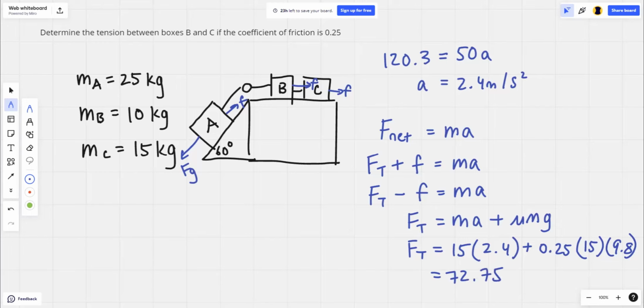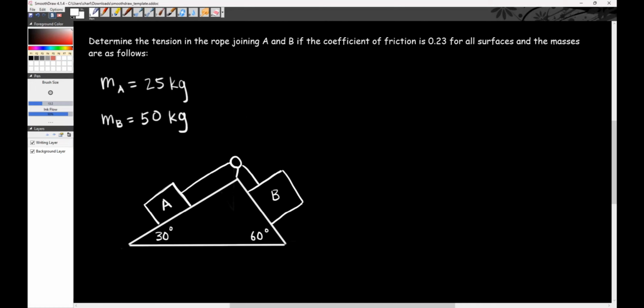...0.75, and to round it to the correct number of sig figs, well, how many sig figs does 0.25 have? Well, 0 is not counted, but everything after the decimal place is, and there's 2 digits after the decimal place, so we're going to keep 2 sig figs. So the answer is going to be 73 newtons, and that's the tension force between boxes B and C.